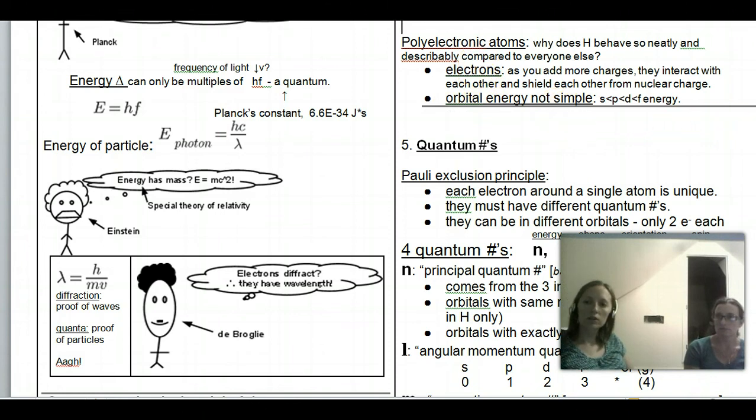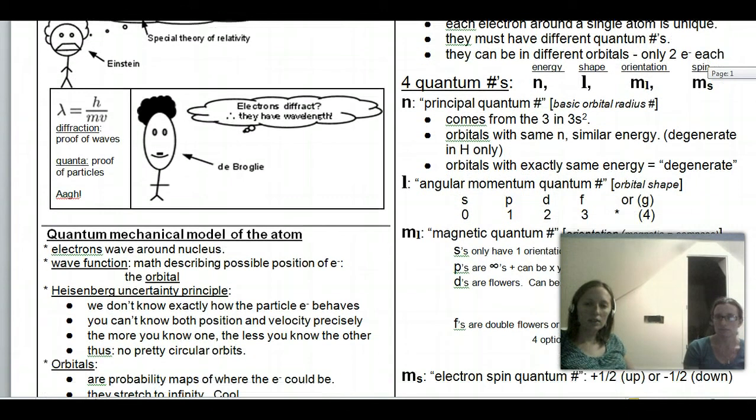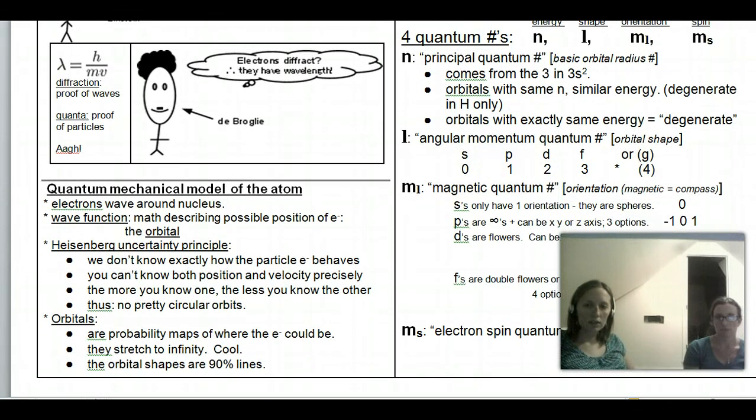So that is where we get to here. So after Bohr's model of the atom, you end up with the quantum mechanical model of the atom. And in the quantum mechanical model, we solve one of the problems that Bohr had, which was when you ask, well, why don't the electrons fall into the nucleus? His answer was, because they're not allowed to.